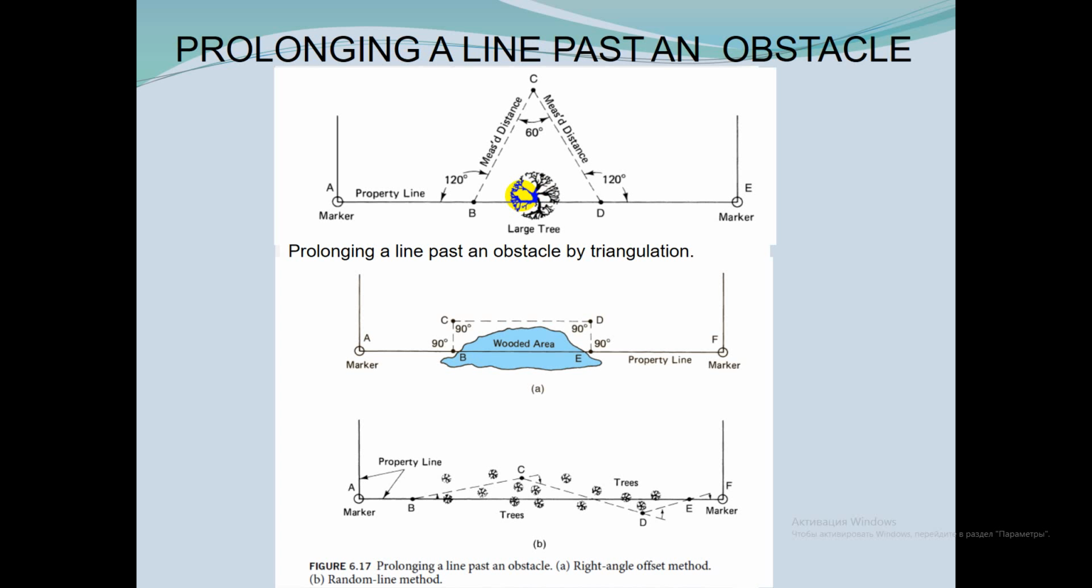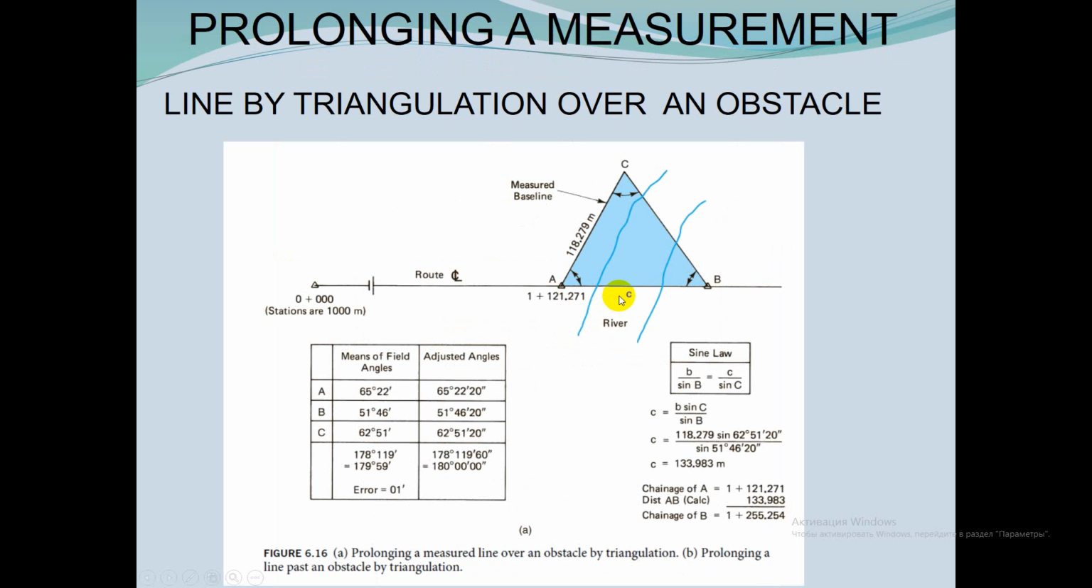The baseline and a minimum of two angles are measured so that the missing distance can be calculated. The third angle should also be measured to check for mistakes and to reduce errors.